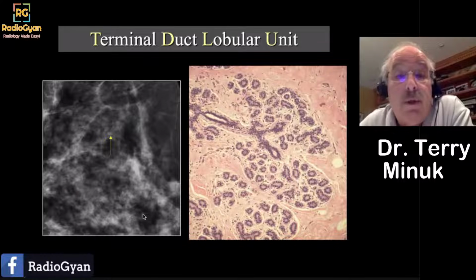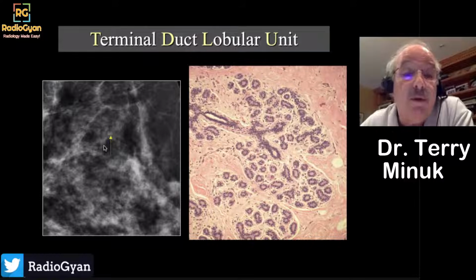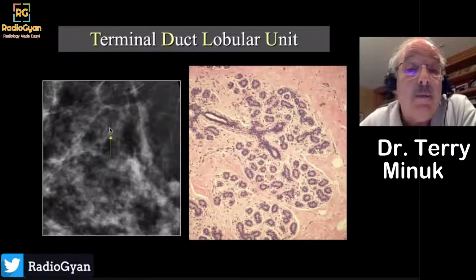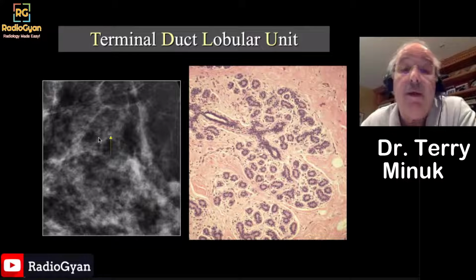On mammograms, the TDLUs are these little white circles. Now, if they're surrounded by fat, you'll see them. If they don't have fat surrounding them, then it'll be a sheet of white. But you will see them on the mammogram. And they tend to be similar in size throughout the breast.